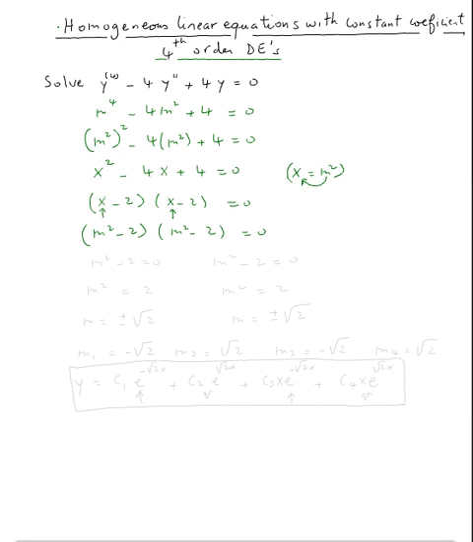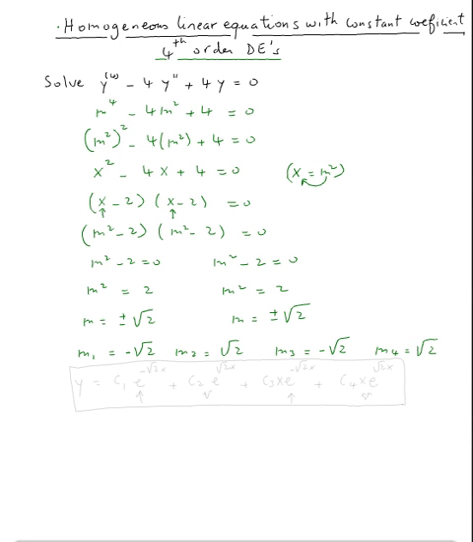So again, this means that m^2 minus 2 is 0, or m^2 minus 2 is 0. This means that m^2 is equal to 2, so using the square root method, m is equal to minus or plus square root of 2. So m1 is negative square root of 2, m2 is square root of 2, m3 is negative square root of 2, m4 is square root of 2.